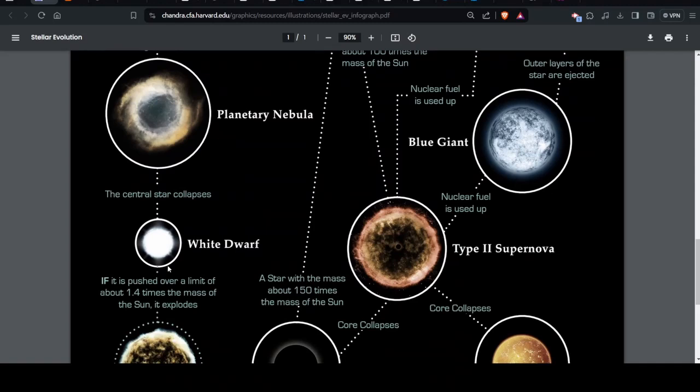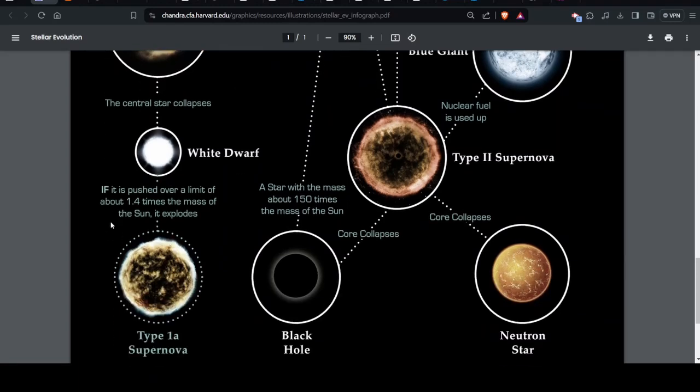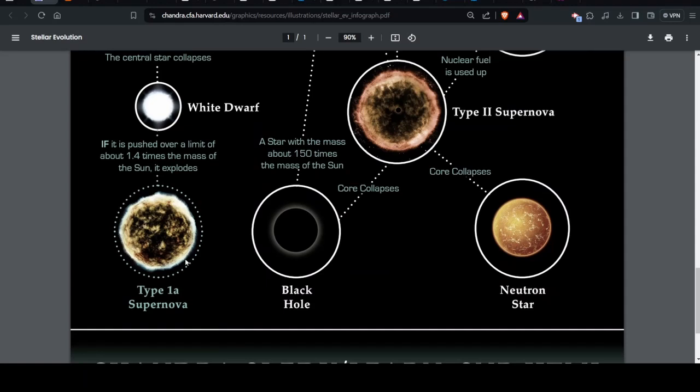A lot of times these dwarfs are parts of a binary star system, so as the white dwarf rotates around its other star in that system, gravitationally it'll pull matter from that star, and eventually it can accumulate to the point where it gets to 1.4 times the mass of the sun, so 1.4 solar masses. And if that happens, then that white dwarf can actually explode into what's called a type 1a supernova. So this is the path that our sun is predicted to follow.